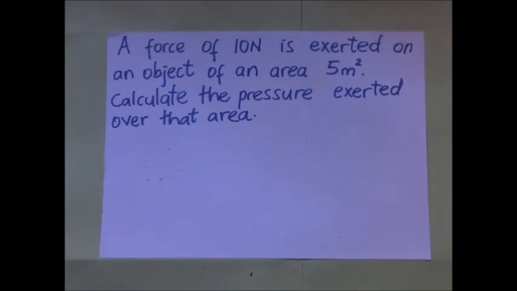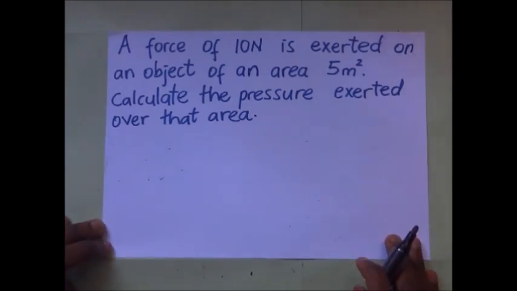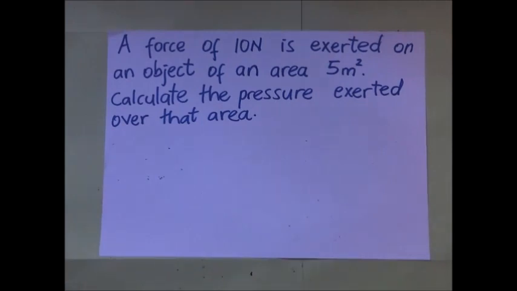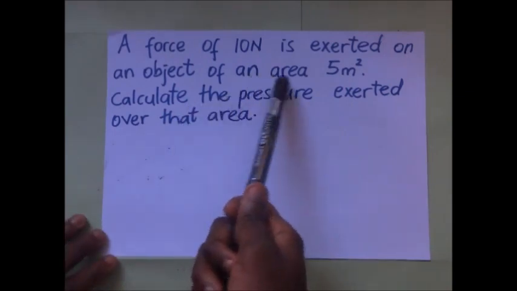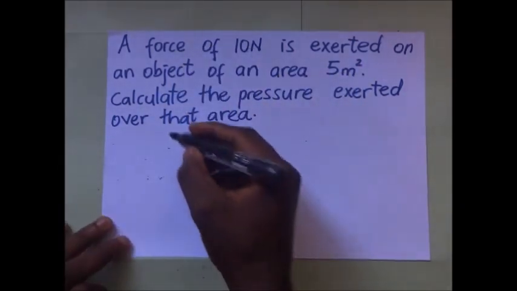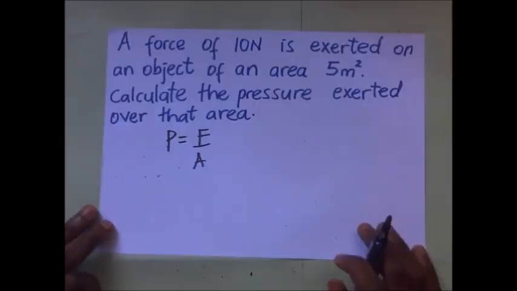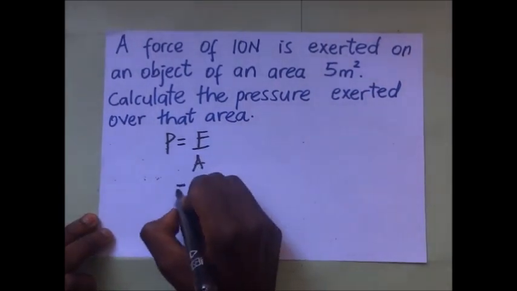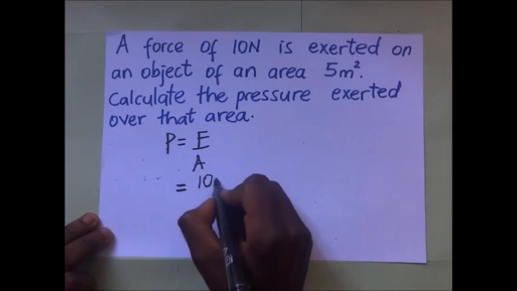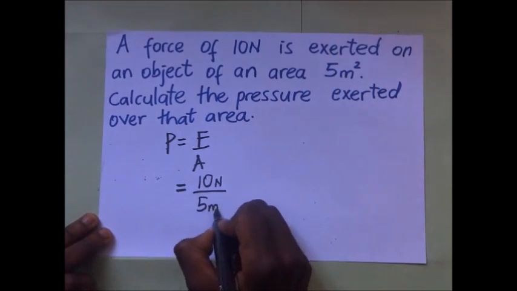We are going to do it like we've been doing in the previous question. In our previous question, we had a similar question. We had a box, it had a face, and the face had a certain area that we had to first calculate. Likewise here, we've been given the area of the face, which is 5 meters squared directly, and the force. So to calculate the pressure, pressure is equal to force over area. That's the formula. According to our question, force is 10 newtons, divided by the area, which is 5 meters squared.